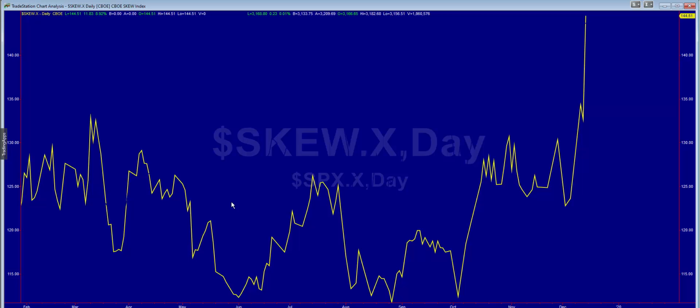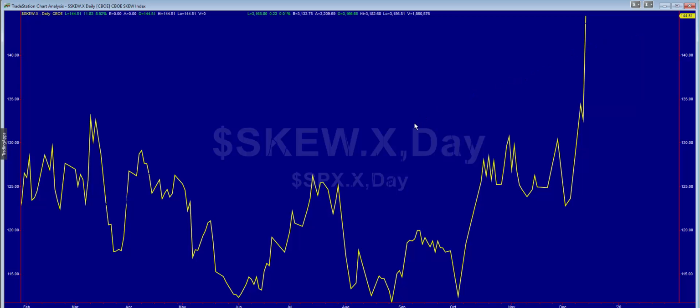Now, ordinarily, when the skew is at extreme levels, it usually indicates a contrarian move in the market. For instance, there's a skew index, which is what you're looking at right now, and the skew index is at 144.51.